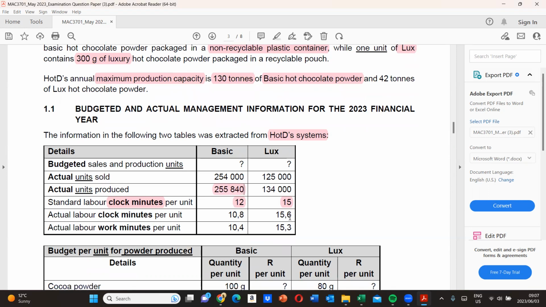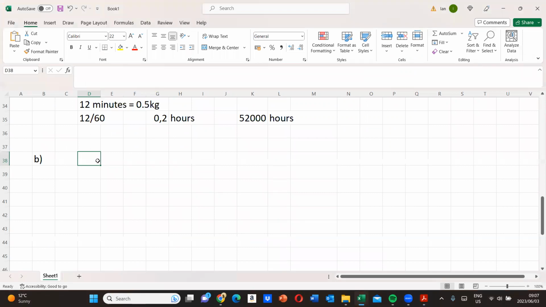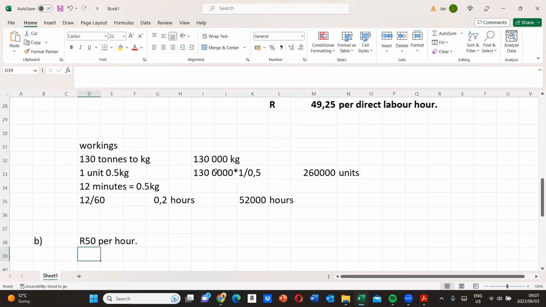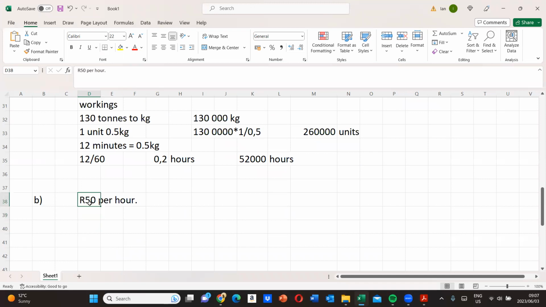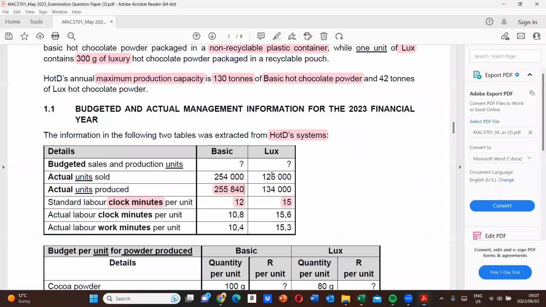But remember, 50 rand per hour. Do you see that? This is your absorption rate. This is the rate. So you're paying 50 rand per direct hour. Now, these guys, they produce 255,840 units.